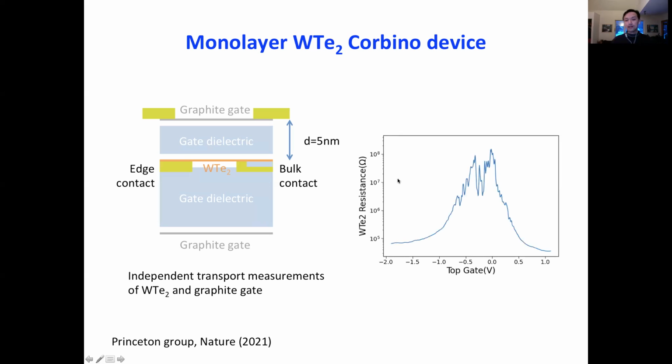And this is the measured two-point resistance of the tungsten telluride layer as a function of the top gate voltage. And you can see a big resistance peak. Basically, that corresponds to the gap region of the topological insulator: when you tune the Fermi energy into the gap of the TI, it shows up as a large bulk resistance in the sample.